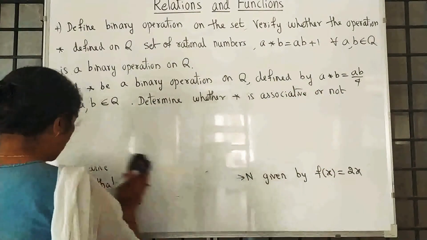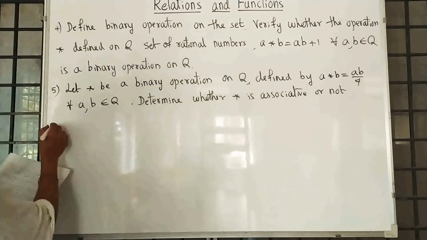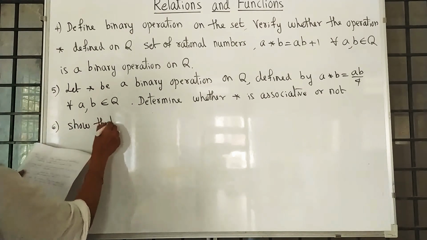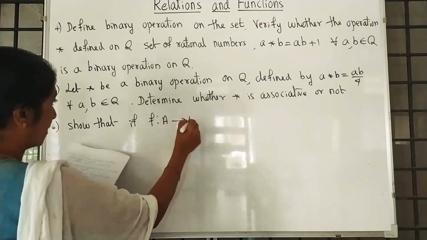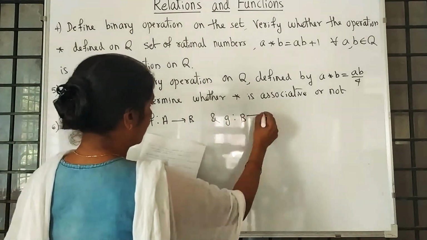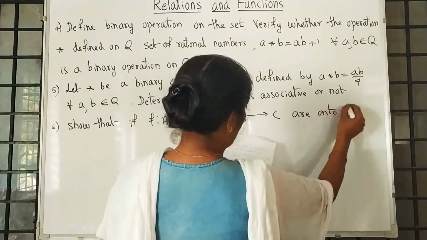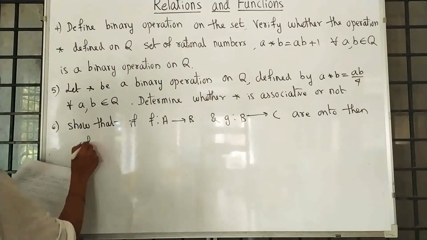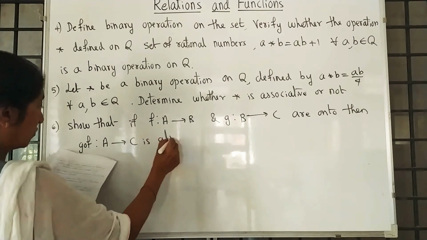Yes. Moving to the next question, that is question number 6. Show that if f from A to B and g from B to C are onto, then g of f from A to C is also onto.